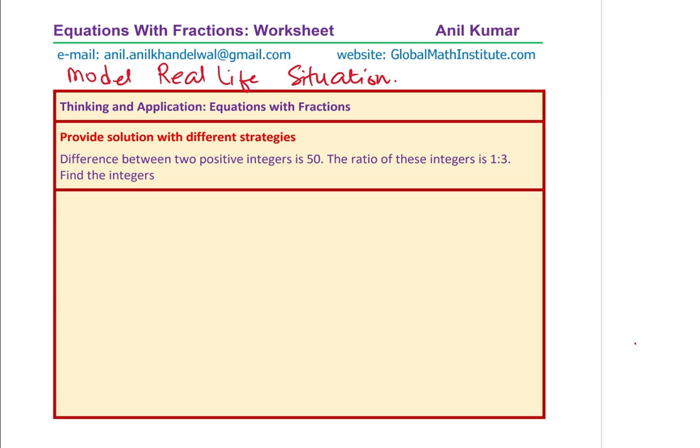The question here is: the difference between two positive integers is 50. The ratio of these integers is 1 to 3. Find the integers. Now this question can be solved in many different ways. However, we will understand our method of solving equations with fractions first. So let me call this our method 1.